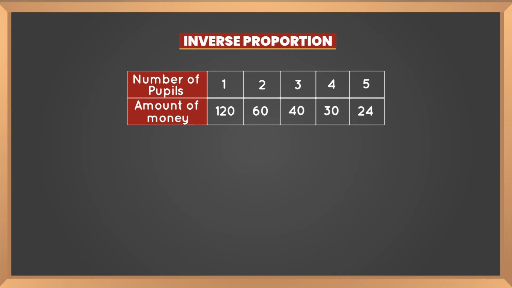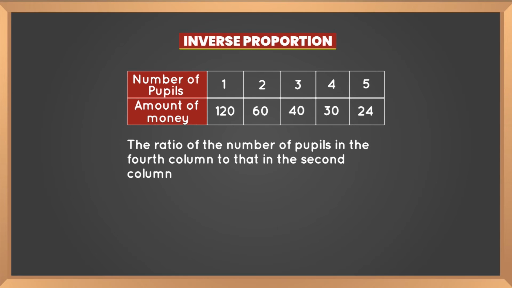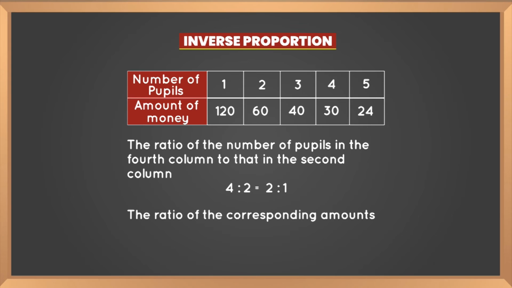This table shows the amount each pupil gets when 120 shillings is shared out among varying numbers of pupils. The ratio of the number of pupils in the fourth column to that in the second column is 4 is to 2, which is equal to 2 is to 1. The ratio of the corresponding amounts is 30 is to 60, which is equal to 1 is to 2. By considering ratios of corresponding pairs in any two columns, it is noticed that the ratio of the numbers of pupils is the inverse of the ratio of the amount per pupil.